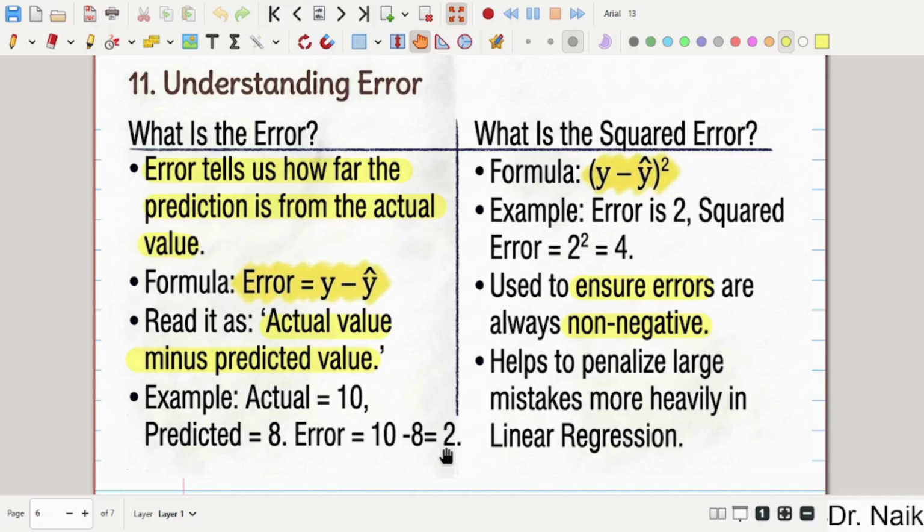What is a square error? The formula of the square error is the square of y minus y hat. For example, if the error is 2, then square it. So 2 squared is 4. Square error is used to ensure errors are always non-negative. Square error helps to penalize large mistakes more heavily in linear regression.